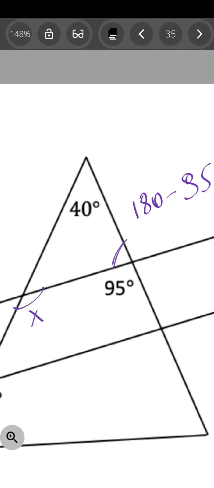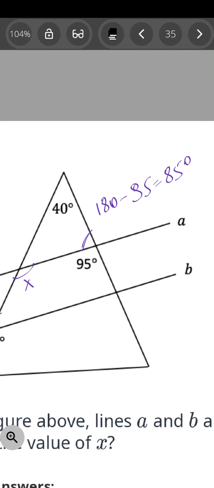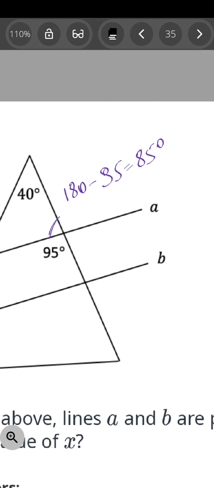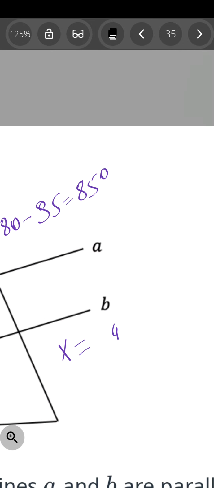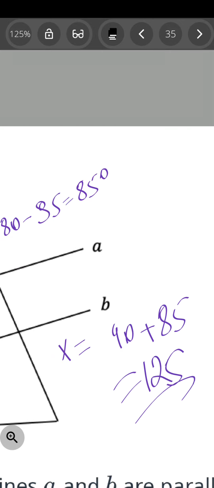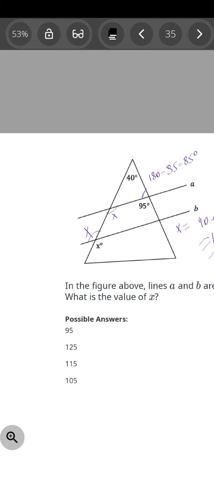And we also know the exterior angle of a triangle is equal to the sum of the two interior angles of this triangle which are not supplementary to this angle. So we can write that x is equal to 40 plus 85. That is equal to 125 degrees. So our answer will be 125.